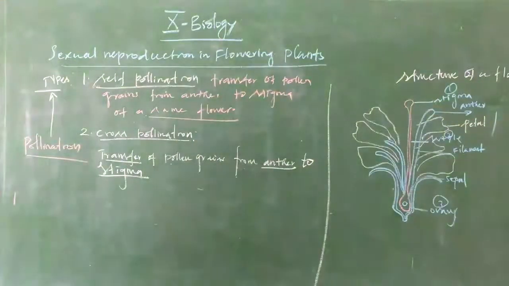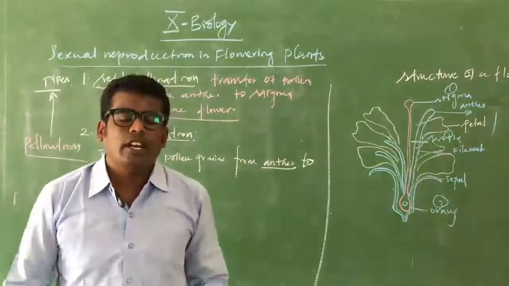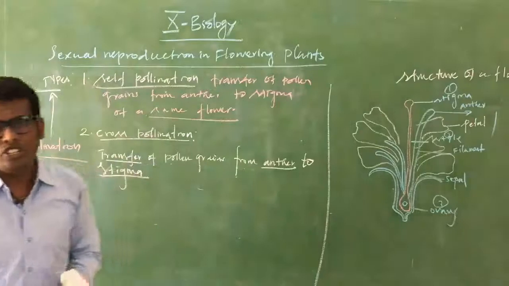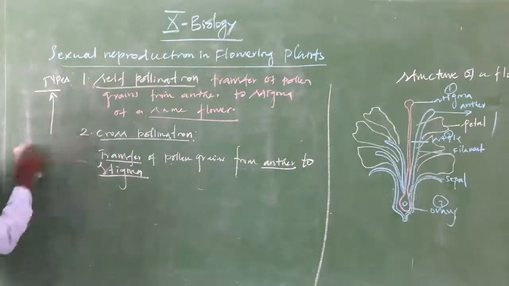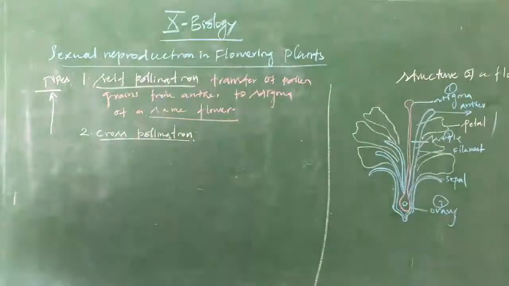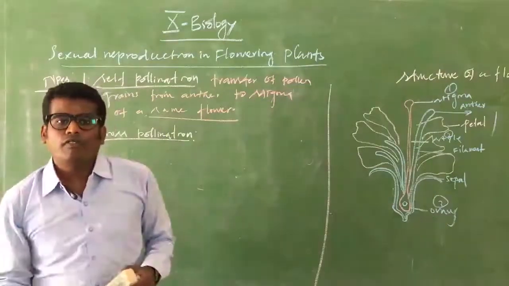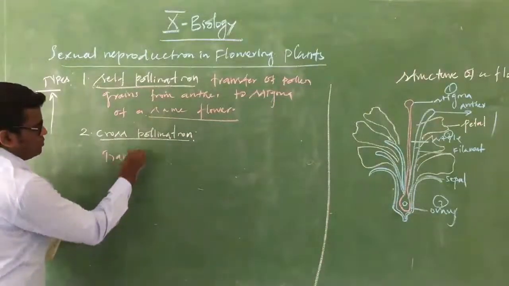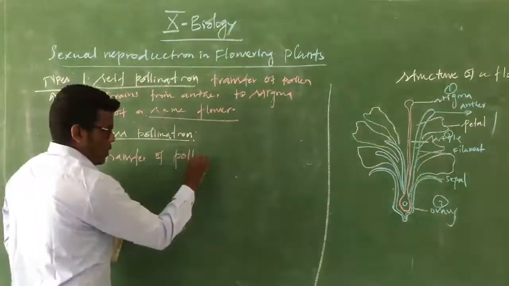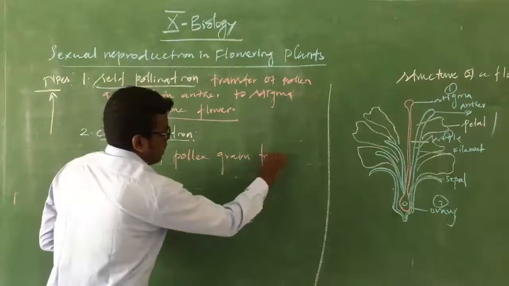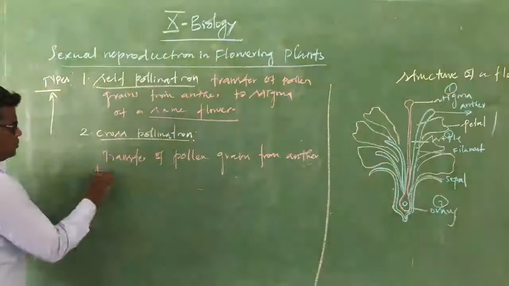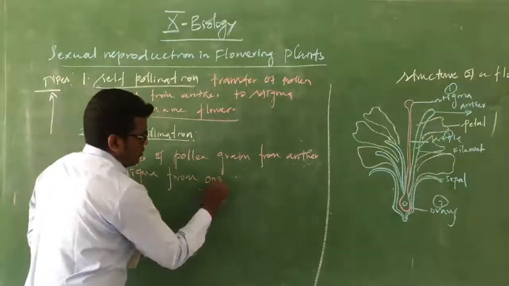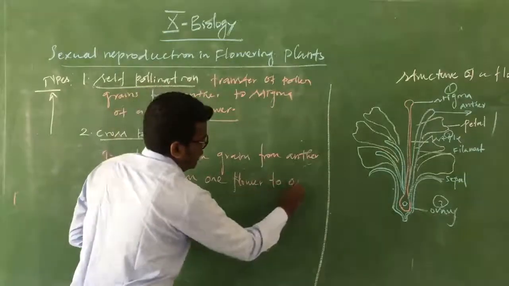This is called self-pollination. And what is cross-pollination? Same transfer of pollen grains from anther to stigma, but from one flower to another. That is called cross-pollination.